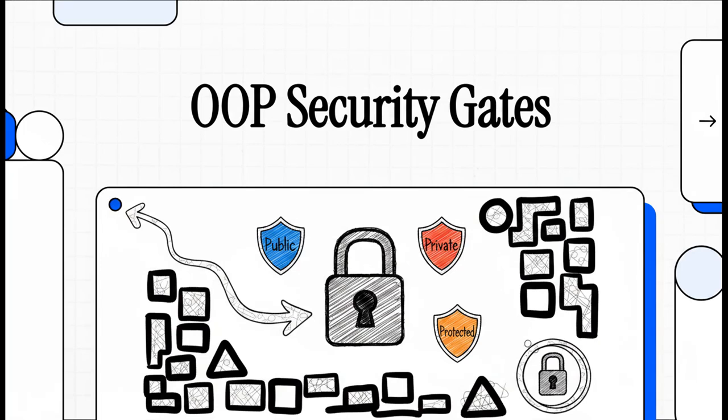Draw the boundaries of your code. Hey everyone, and welcome. In today's explainer, we're going to explore the ultimate security gates of object-oriented programming, or OOP. We are talking all about access modifiers.